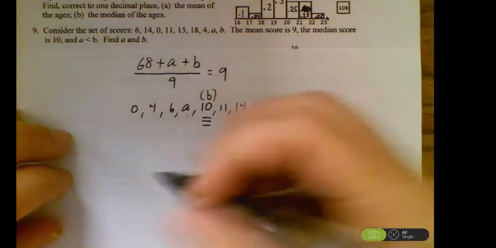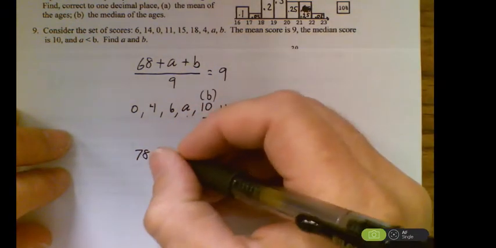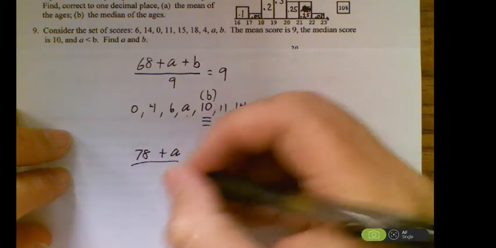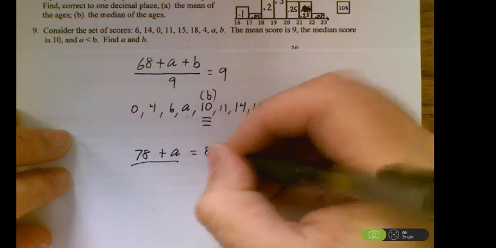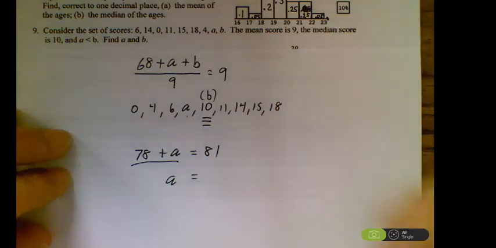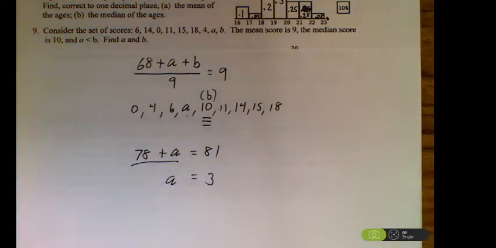So that brings us up to 78 plus A over 9 equals 9. Let me just multiply the 9 over to the right and get 81. So if I subtract my 78, that now tells me my value for A.